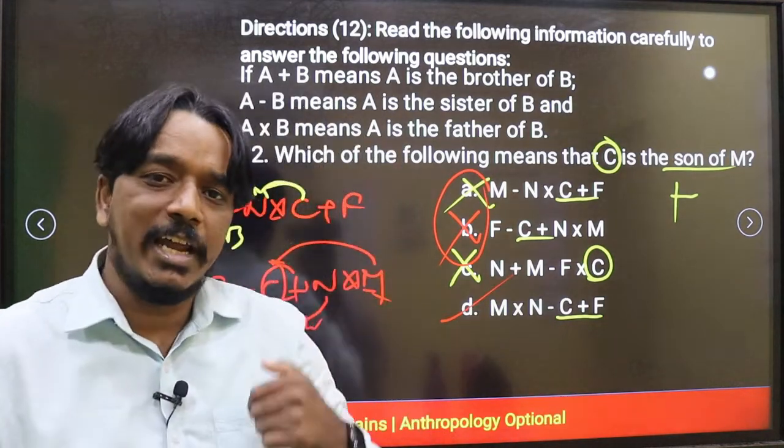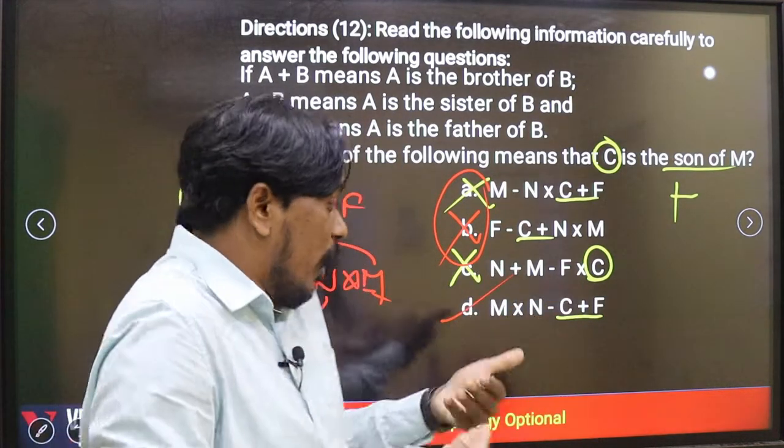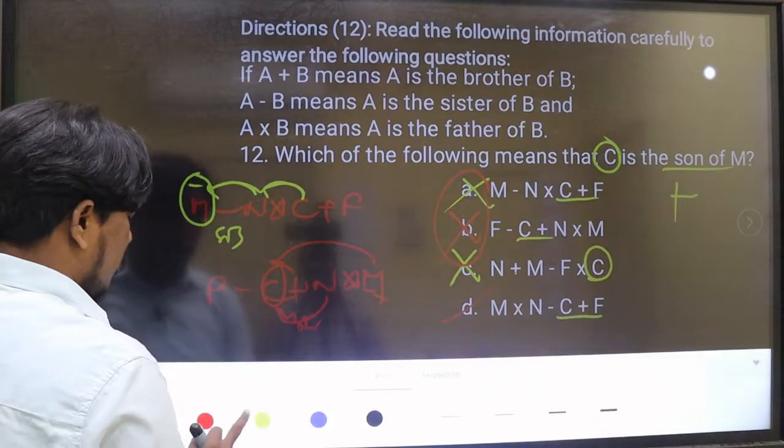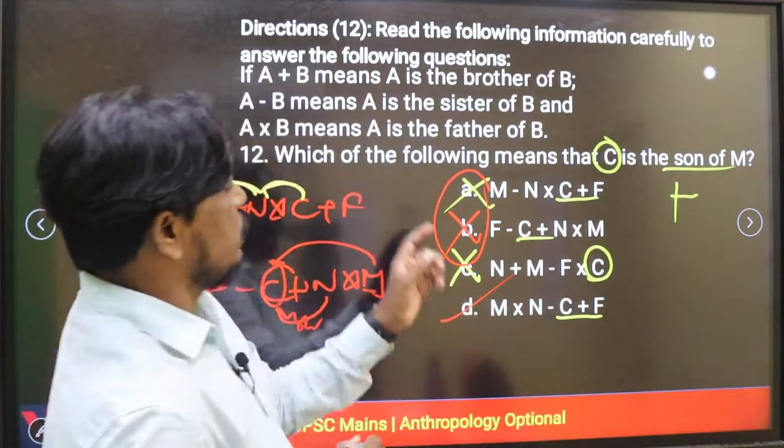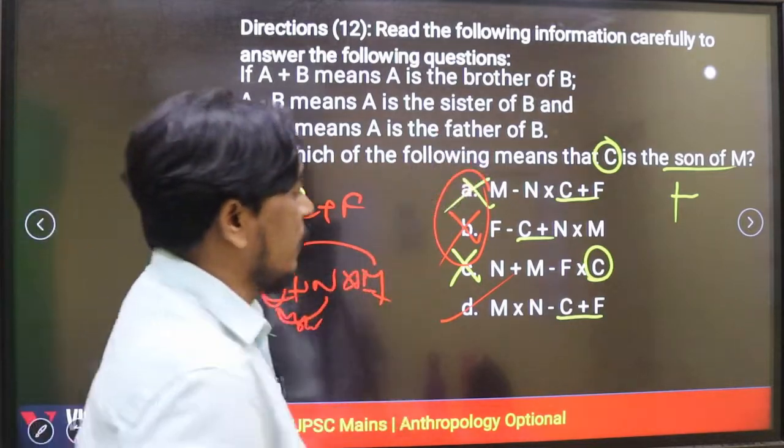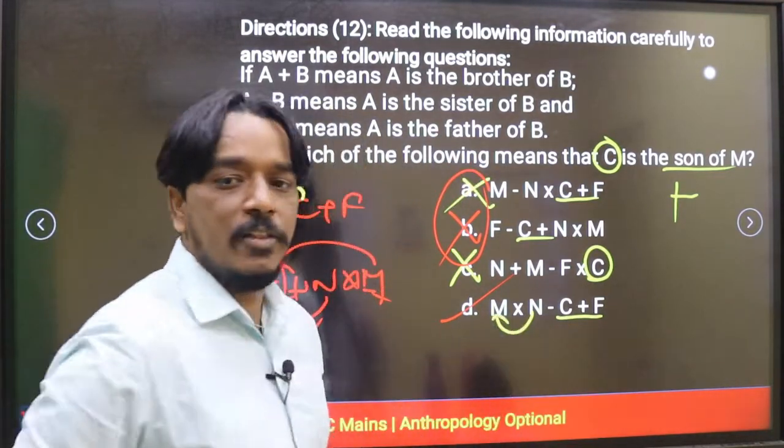Once three options are eliminated, you can directly go with that. But if you want to verify, we can verify that. But in the exam, we cannot do the same thing multiple times. Now, into means what? Father. This is father.